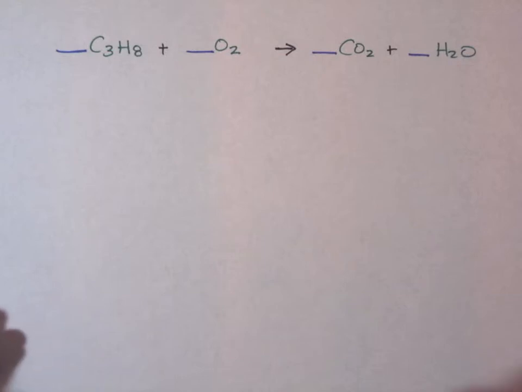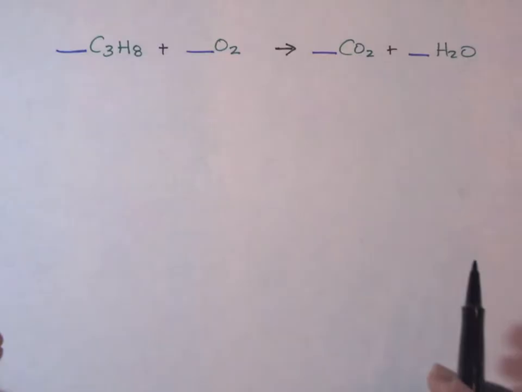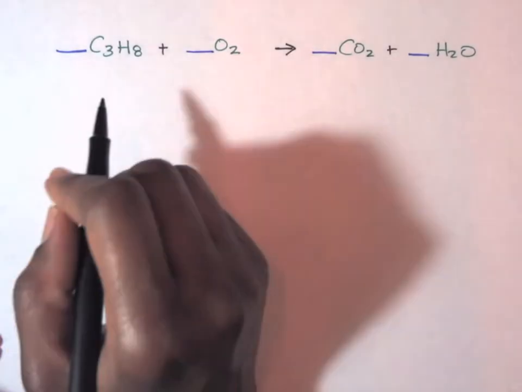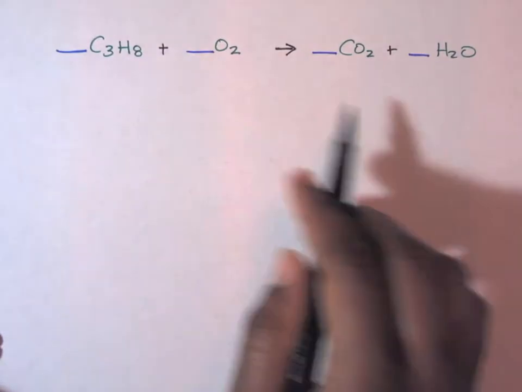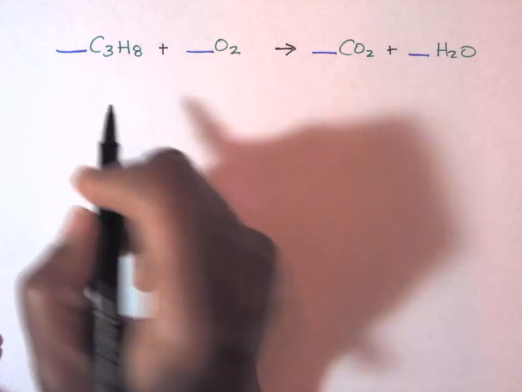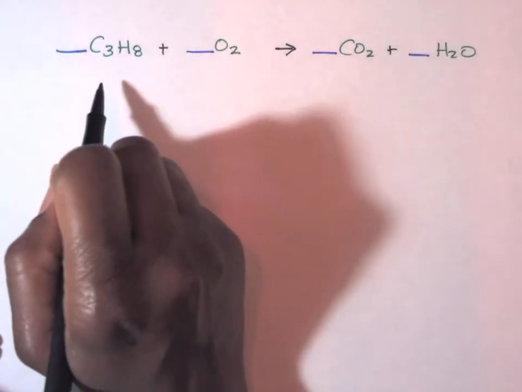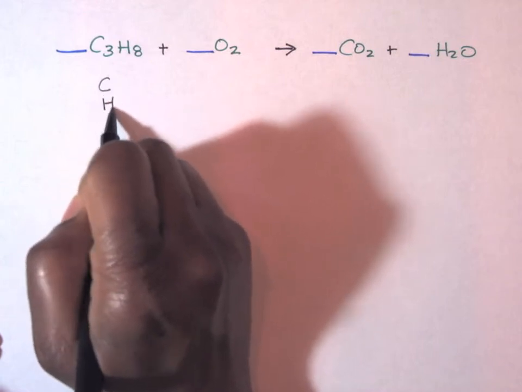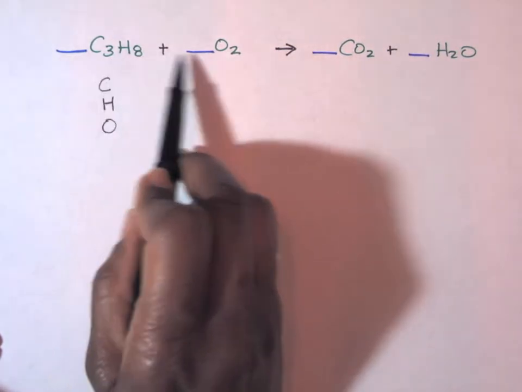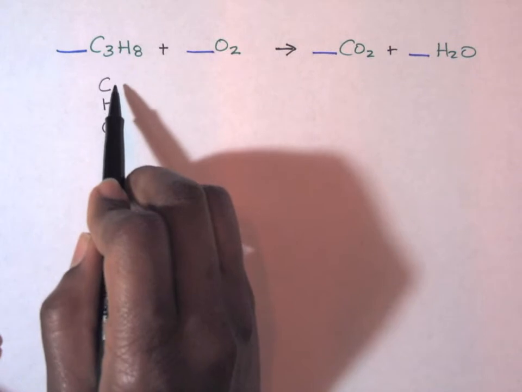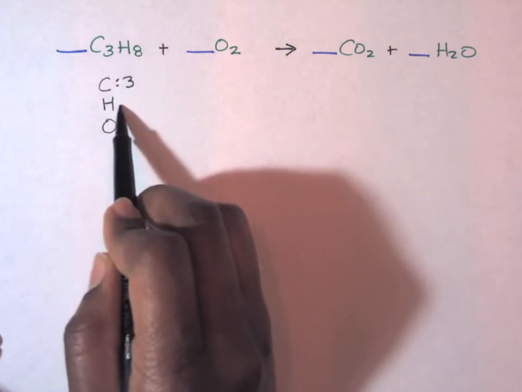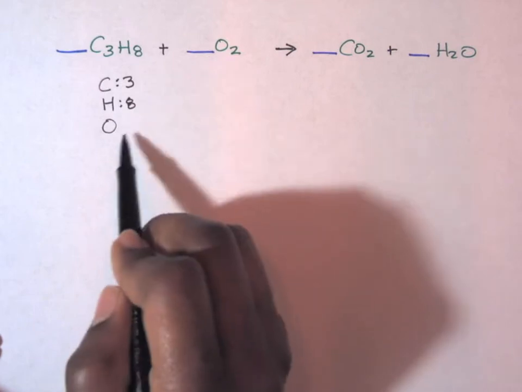We start by creating a tally of all the types of atoms or elements that we have on both sides of the arrow, because in order for it to be balanced, we want the same number of each type of atom on both sides of the arrow. So we have carbon, hydrogen, and oxygen. Those are the atoms I see, right? And I have 3 carbons. I have 8 hydrogens, and I have 2 oxygens.